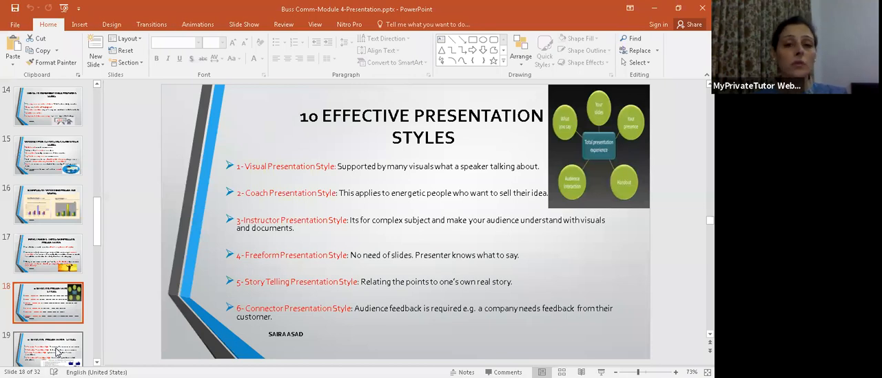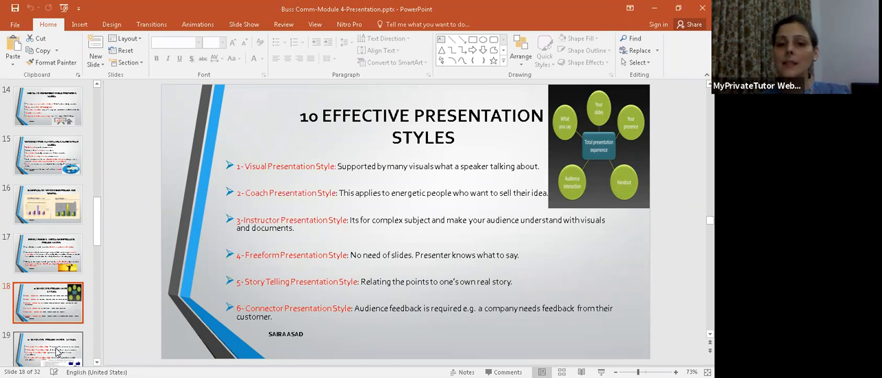This slide is going to focus on the 10 effective presentation styles. The visual presentation style is supported by visuals. A presenter is speaking in front of you, and is supported on the slides by visuals only, no text.